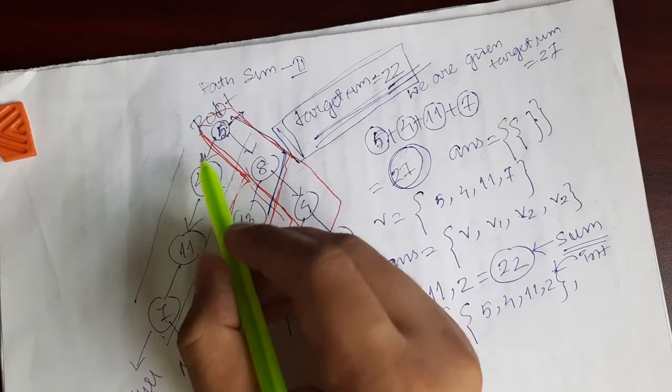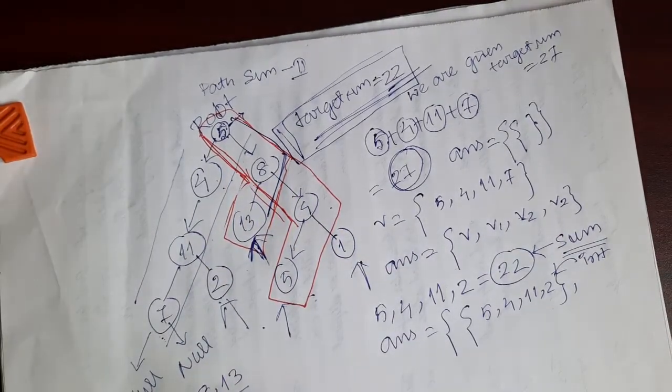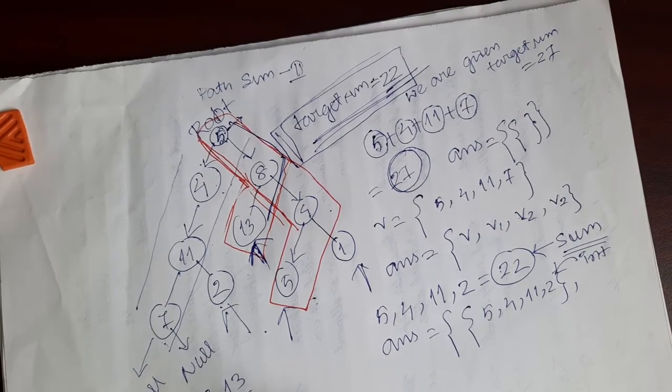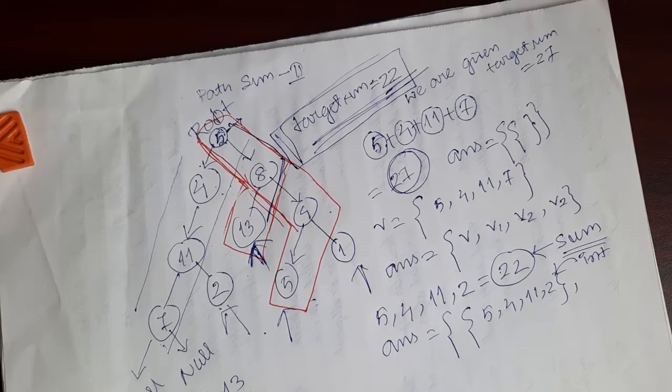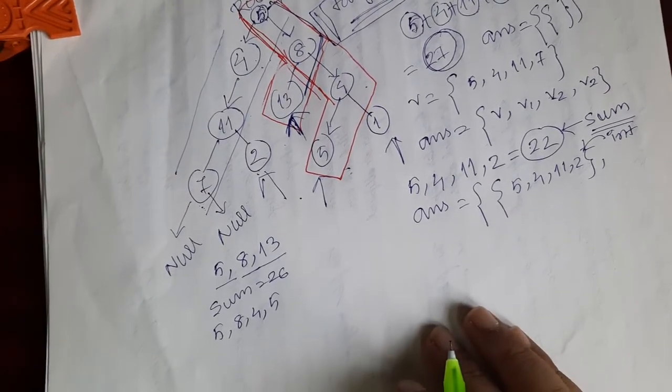So 5, 8, 4, 5. Is this a valid path? 5, 8, 4, 5. Let us check.